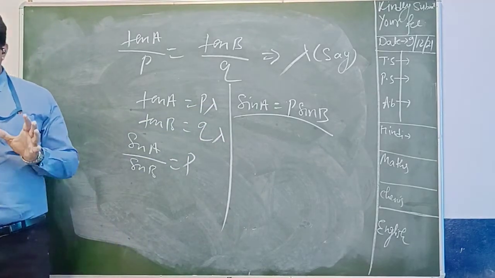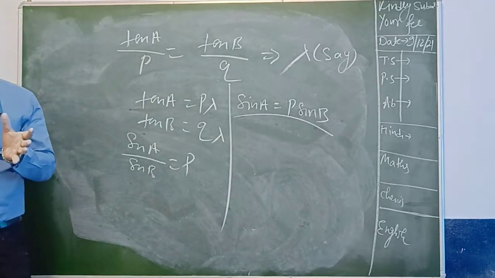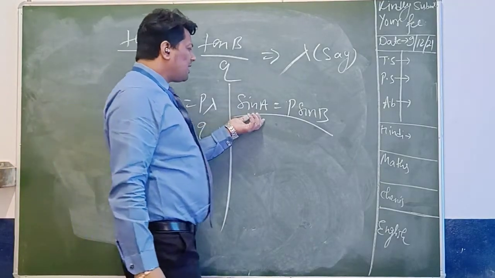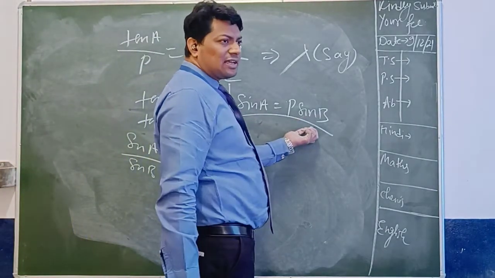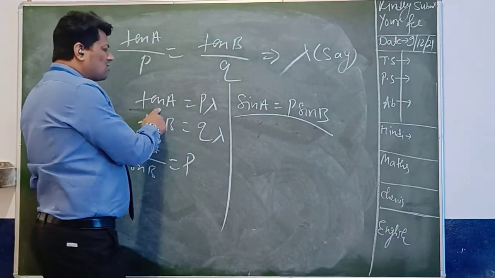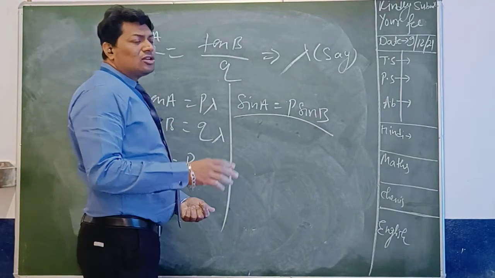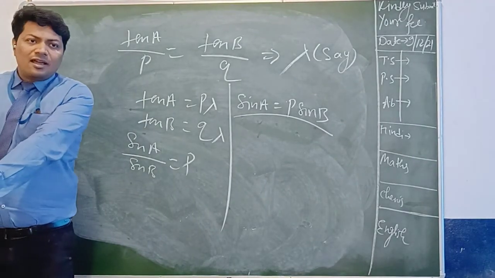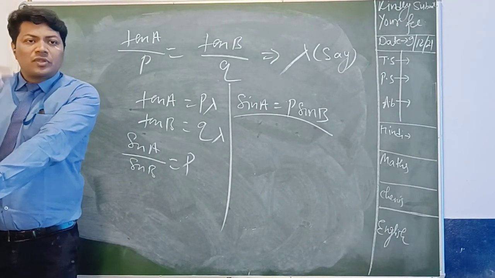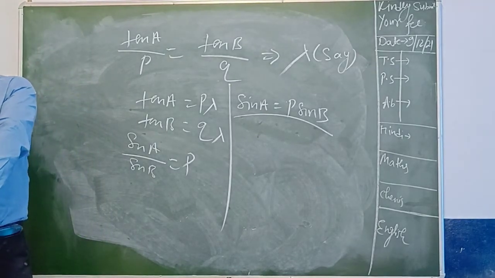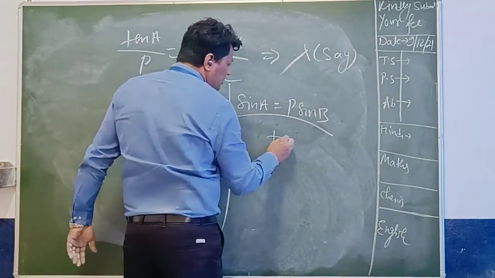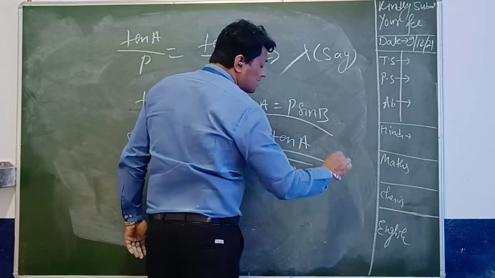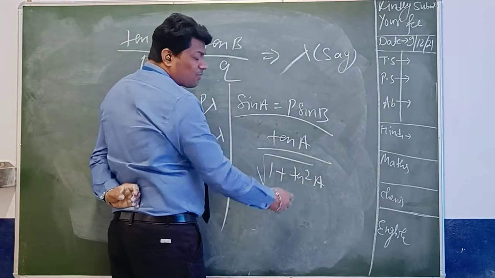So if you go through this term, what will you get finally? Sin A upon sin B equal to what? It will be equal to P. Here it is given that tan A equal to P. Is it clear? So finally, at last, you will go for tan A upon root of 1 plus tan square A. What does tan A upon root 1 plus tan square A mean?